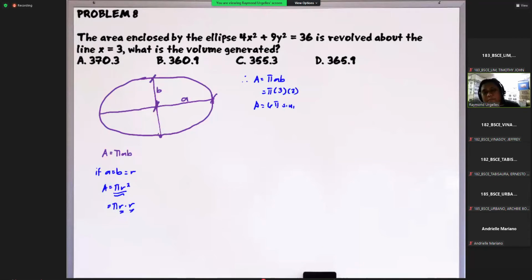No? Okay. So now, diba? So okay na sa atin yung area. So next is the centroid. No? Okay. So ang tatandaan, centroid. Diba? So next. Okay.